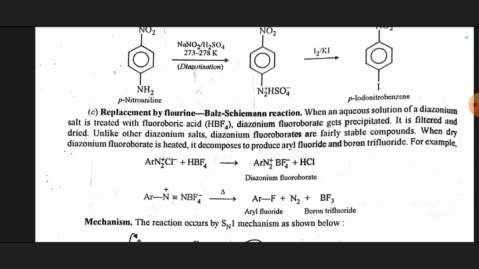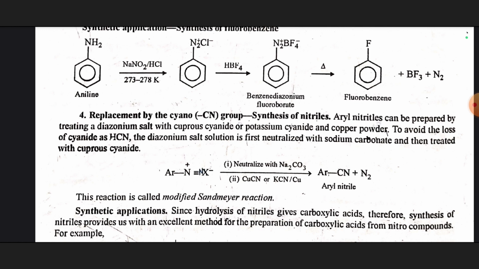C. Replacement by fluorine, that is Balz-Schiemann reaction. When an aqueous solution of diazonium salt is treated with fluoroboric acid, diazonium fluoroborate gets precipitated. It is filtered and dried. Unlike other diazonium salts, diazonium fluoroborates are fairly stable compounds. When dried diazonium fluoroborate is heated, it decomposes to produce aryl fluoride and boron trifluoride.